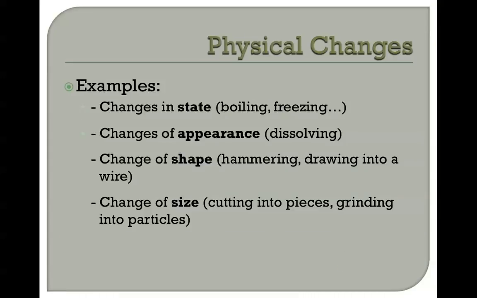So examples of physical changes, this could be changes in state, like I just talked about, which can go through boiling, freezing, melting. Changes of appearance, so if something dissolves, that's considered a physical change. Changing of shape, if I either hammer a piece of metal flat or I take a piece of metal and draw it into a wire. And then also change of size, whether I cut or rip something into pieces or if I grind something into tiny particles. All of these cause a change in how the material appears, but no change in the chemical composition.